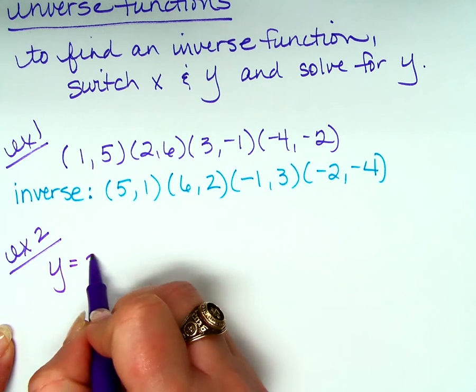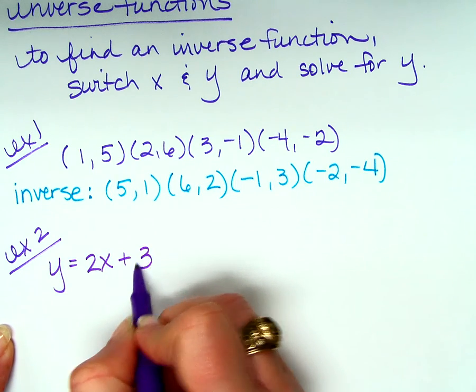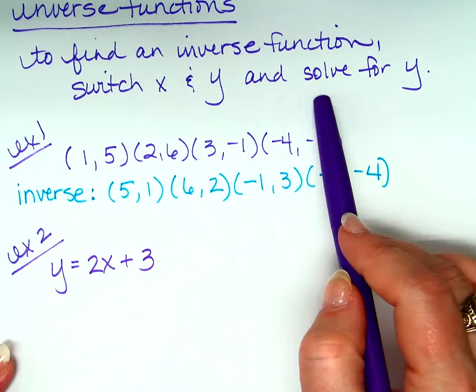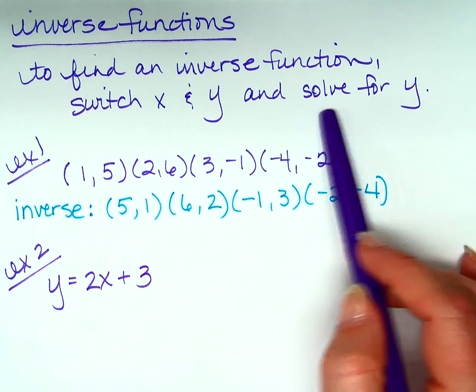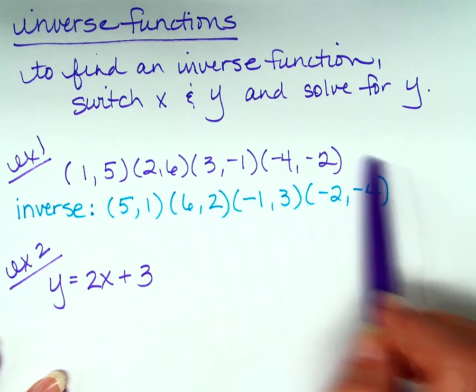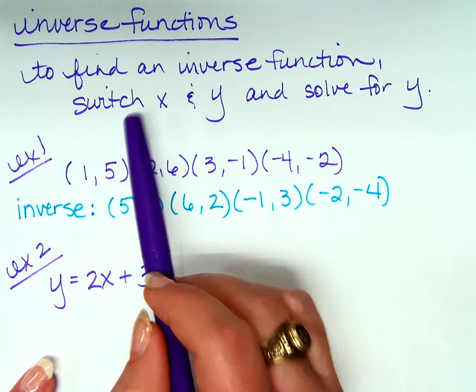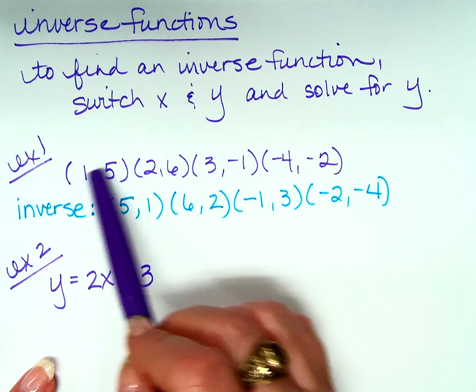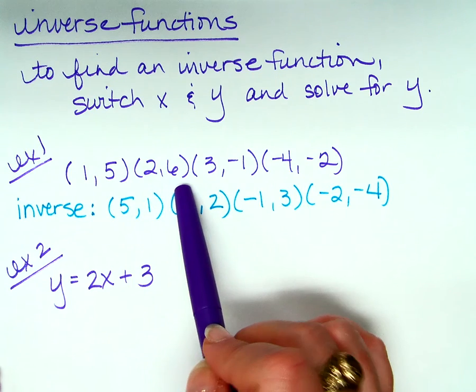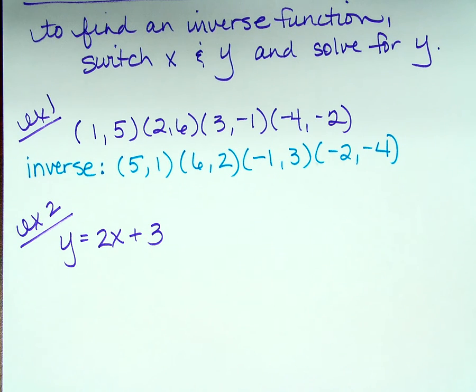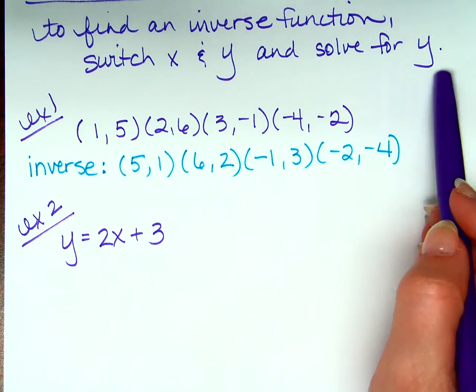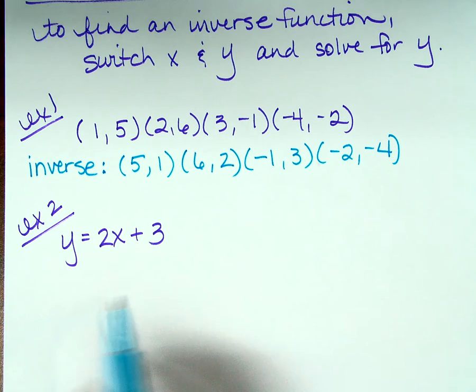y equals 2x plus 3. Now, I know I said switch x and y and solve for y. I also said you're not always going to have to solve for y. This is one of those cases. Example number 1 was one of those cases because all you had to do was switch x and y because all you were given was an x and a y. Okay? In a case like this, we got to switch x and y. And now we're going to have to solve for y because now there is a y to solve for.